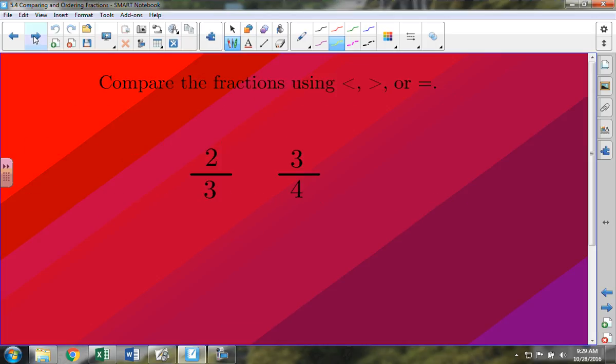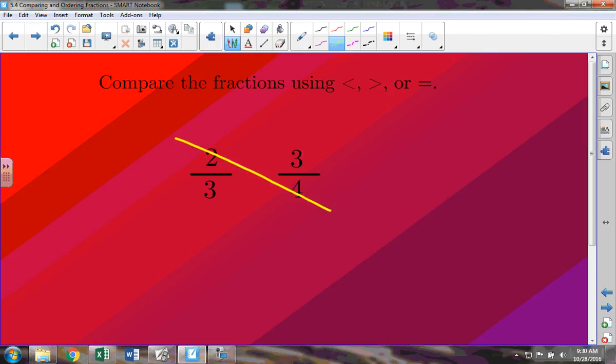In order to compare fractions, there are just two pieces of multiplication. That's it. You would start off and multiply these two numbers first. 2 times 4 would give you 8. Then you multiply the other diagonal second. 3 times 3 gives you 9. As long as you compare these two numbers, you'll be comparing the two fractions.